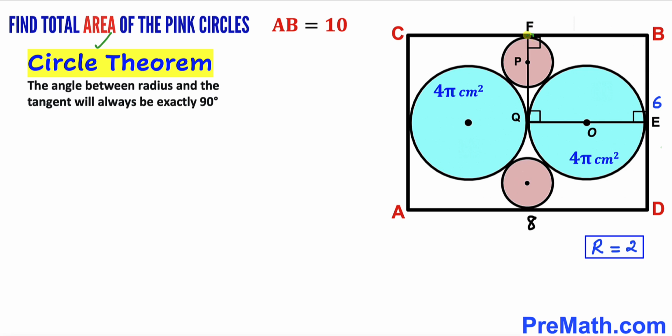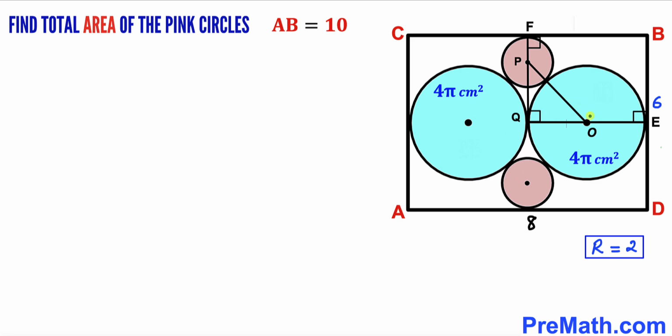So no wonder all these angles are going to be 90 degrees, since these are our tangent lines and these are our radii. And now in this next step, I have connected this center O with this center P, and as a result we got this right triangle PQO. And now let's focus once again on this triangle PQO.